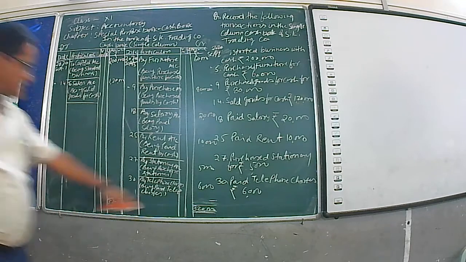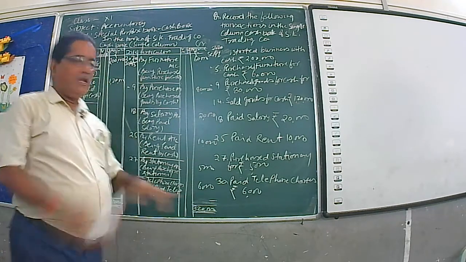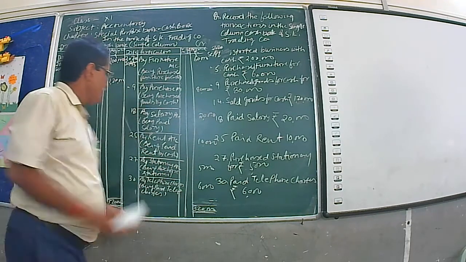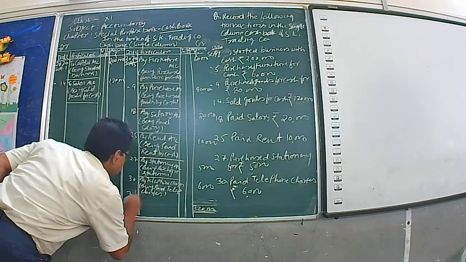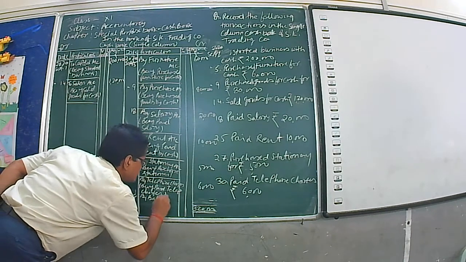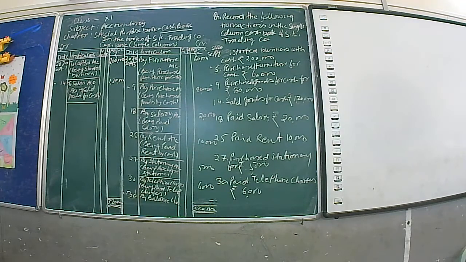And from this amount you will have to deduct all these amounts. Whatever amount will be here, you will have to note down on the same date, 30 September, by balance C by D. C by D means carry down.